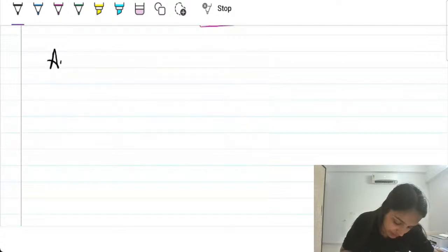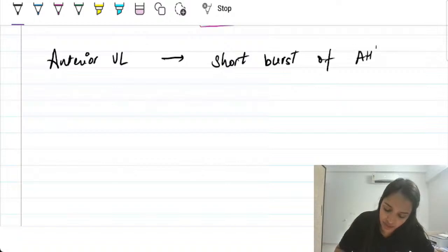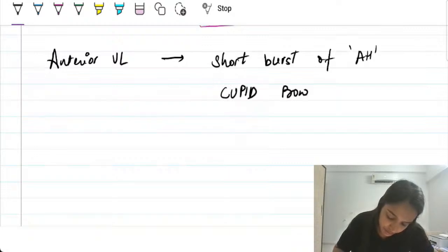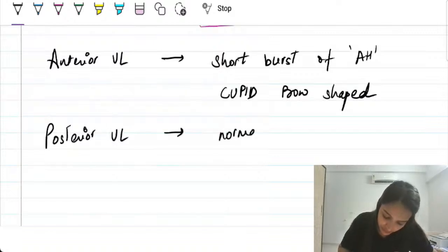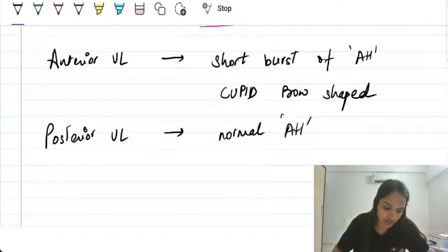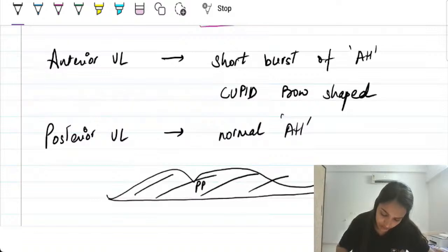So, in anterior vibrating line, just remember, short bursts of, when you do that, at that time you would be able to see anterior vibrating line. It is cupid bow shape. And posterior vibrating line, you will have to normally just say, and you would be able to see your posterior vibrating line, right? Between the two of them, you will have your posterior palatal seal area, right? That is responsible for your retention.